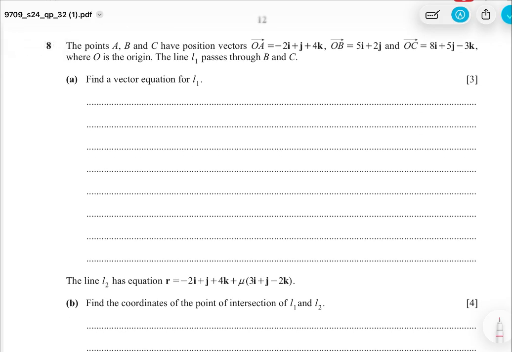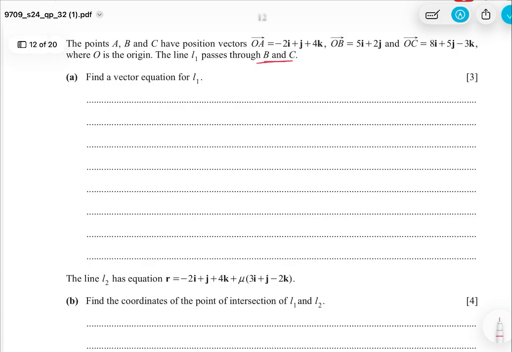This one. Now, in vector questions, you have to visualize with me and then solve the question. The points A, B, and C have position vectors. O is the origin. The line L1 passes through B and C. You have to find the vector equation. To find the vector equation, we need to know any point on that line. So we know the coordinates of B, and we know the coordinates of C as well. Done? Yes or no? Now we have to find the direction vector.